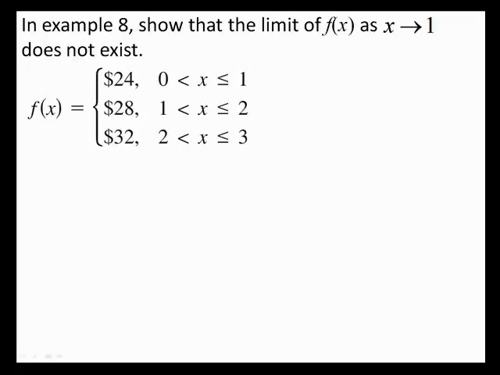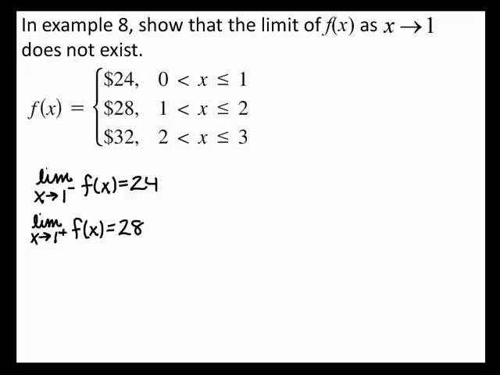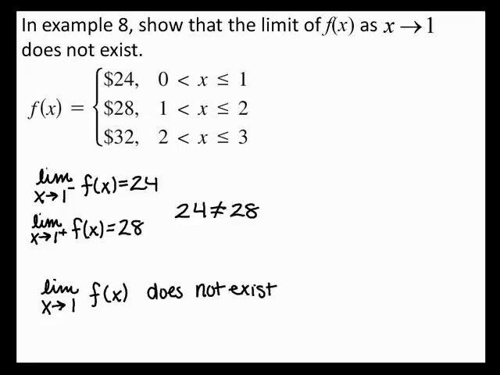Set up and solve two one-sided limits. The first limit is the limit of f of x when x approaches 1 from the negative side is equal to 24. The second one-sided limit is the limit of f of x when x approaches 1 from the positive side, which is equal to 28. Because both one-sided limits are different, the limit of f of x does not exist.